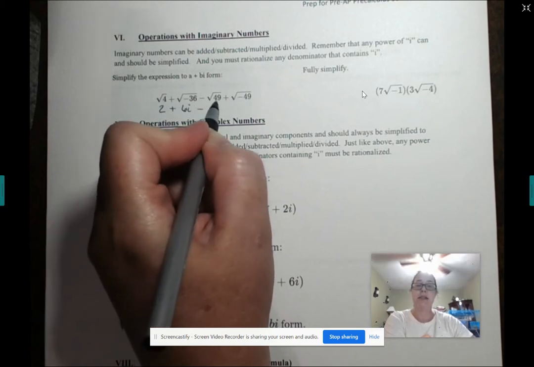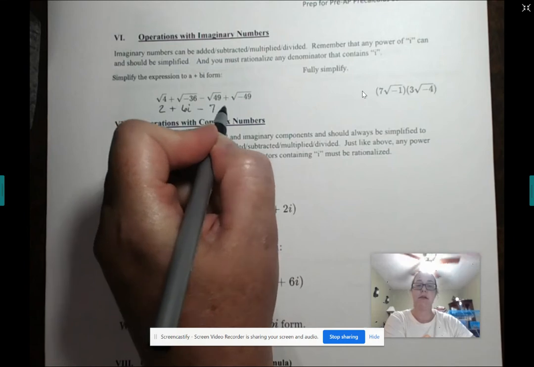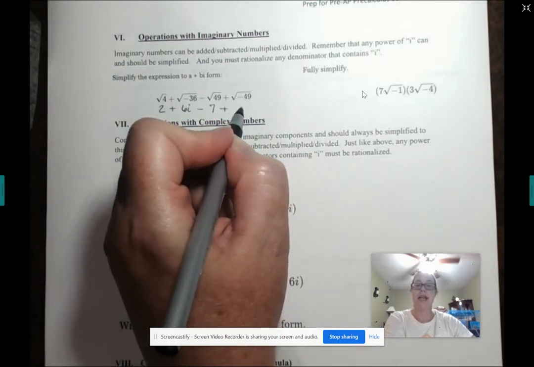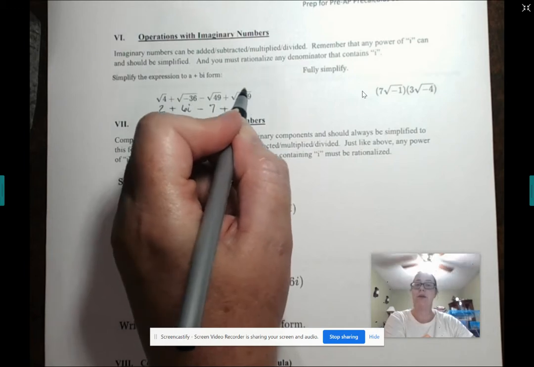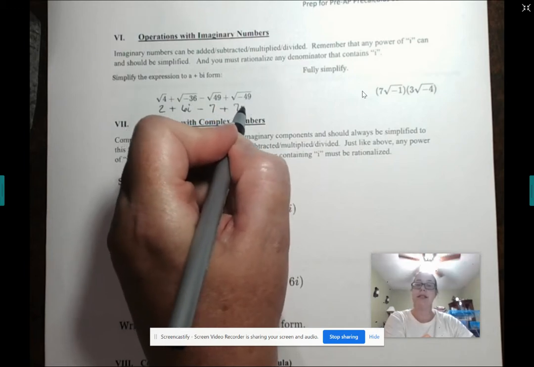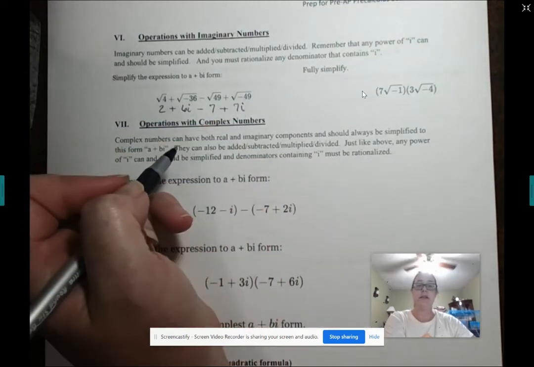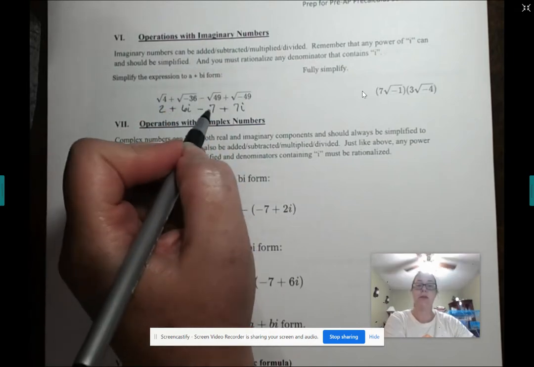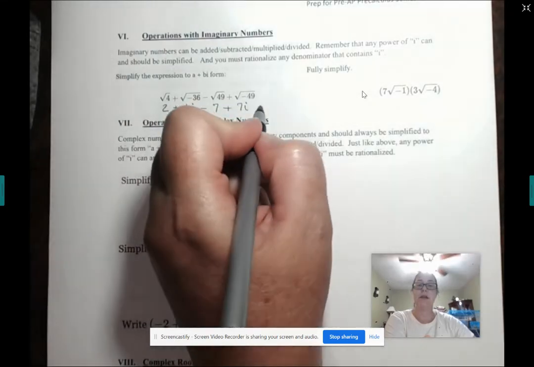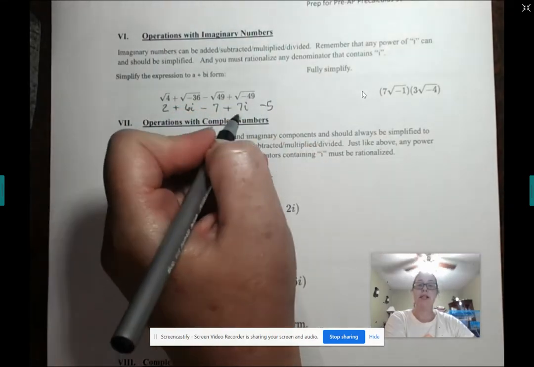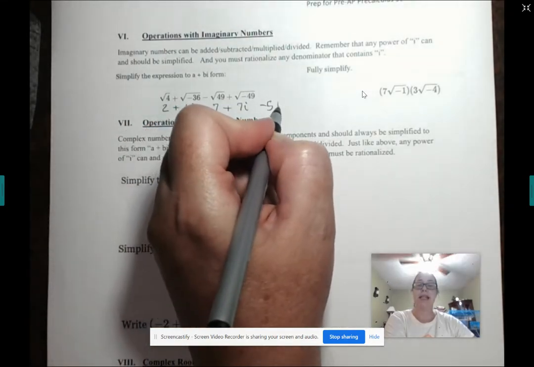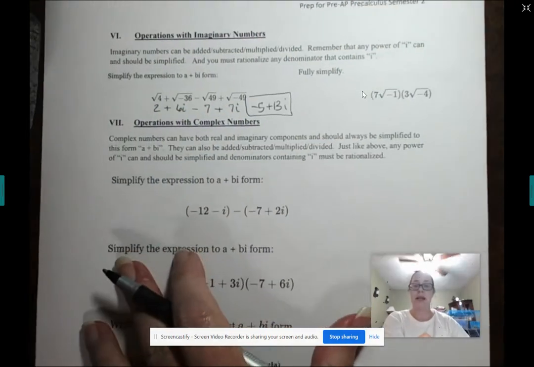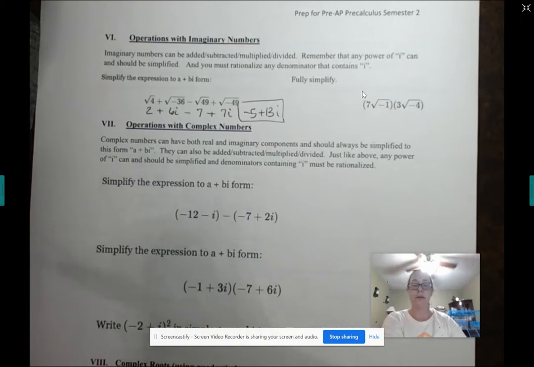Then I have minus the square root of 49, that's 7, plus the square root of negative 49. So the negative is going to come out as an i, and the square root of 49 is 7. So this is going to be 7i. All I need to do now to have the answer fully simplified is to combine the real pieces, 2 minus 7, and combine the imaginary pieces, 6i and 7i added together would be 13i. And this is my answer in complex number form.